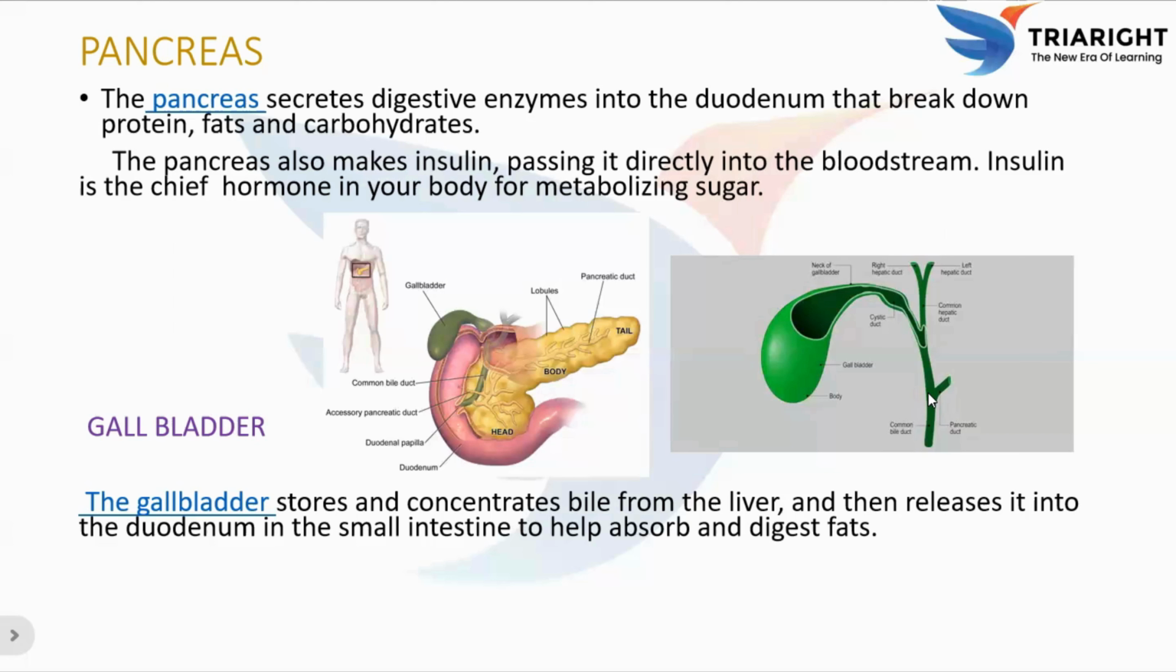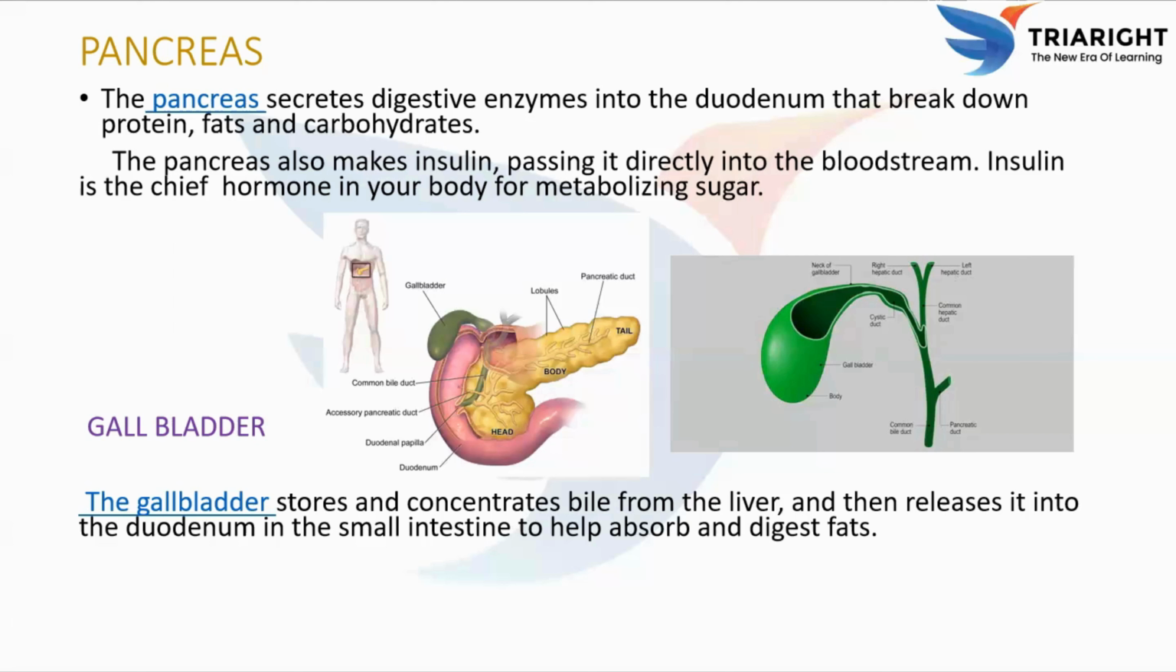Its main job is to store and concentrate bile. Actually, the liver produces bile, whereas the gallbladder stores the bile which is produced by the liver. And this bile is a digestive fluid that is made by the liver. Bile helps your body to digest and absorb fats from the food you eat.